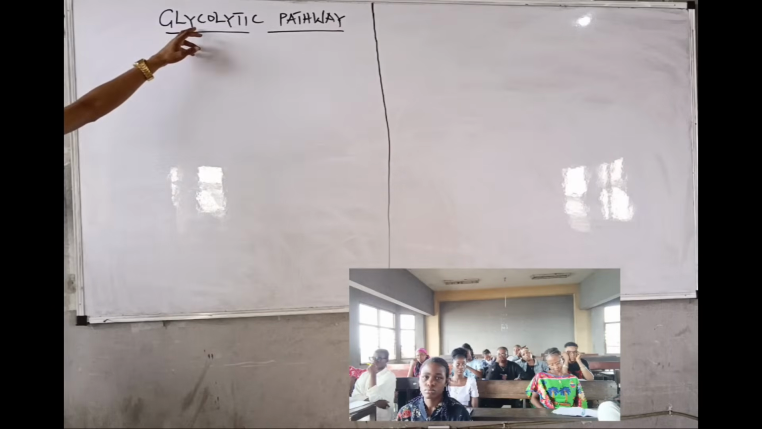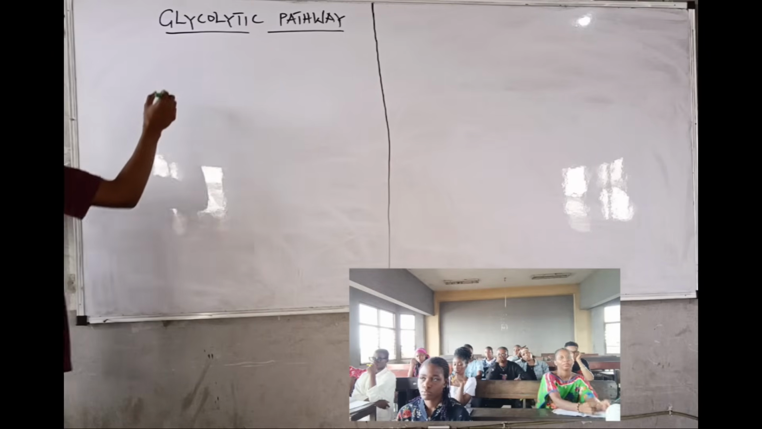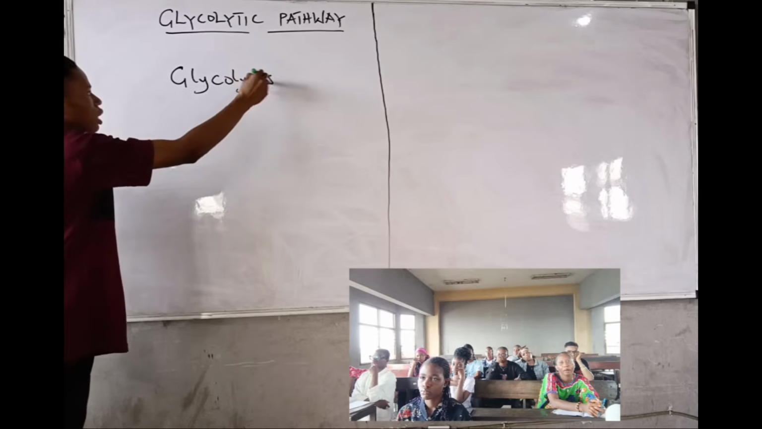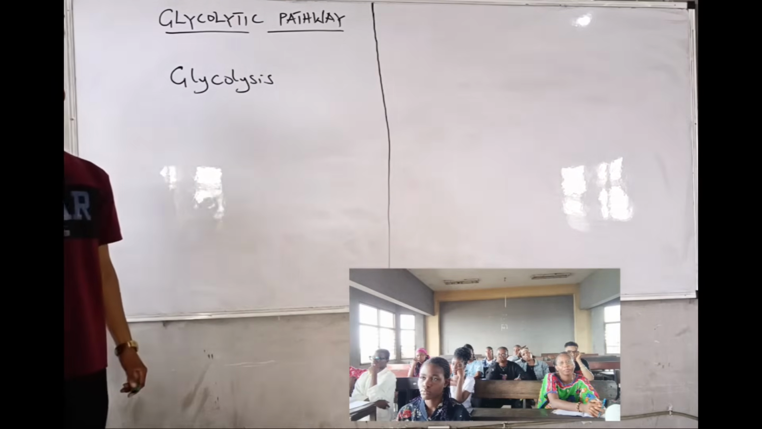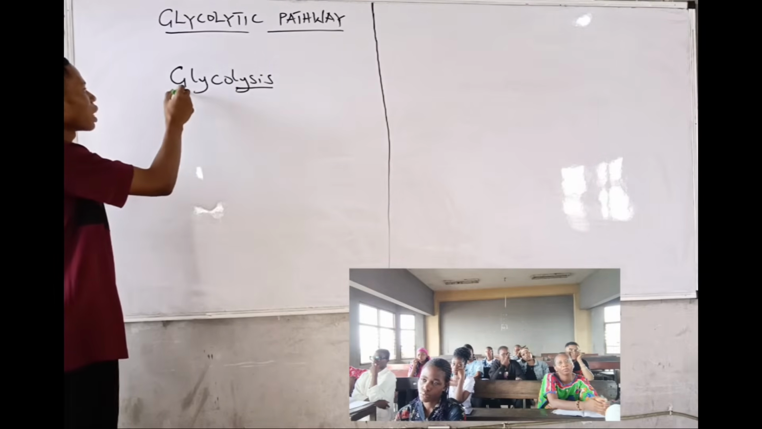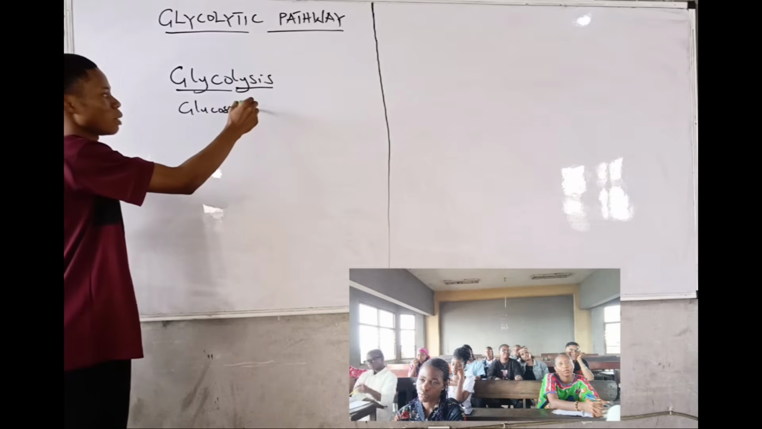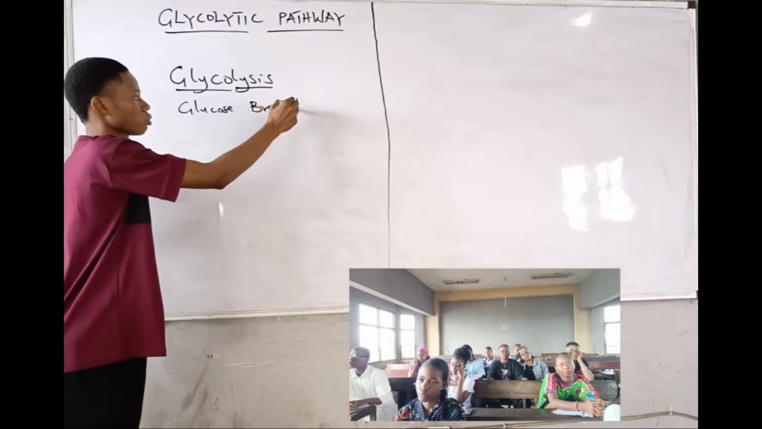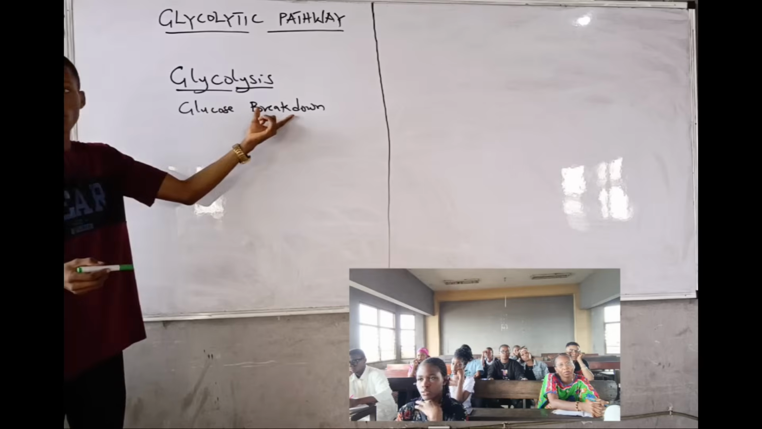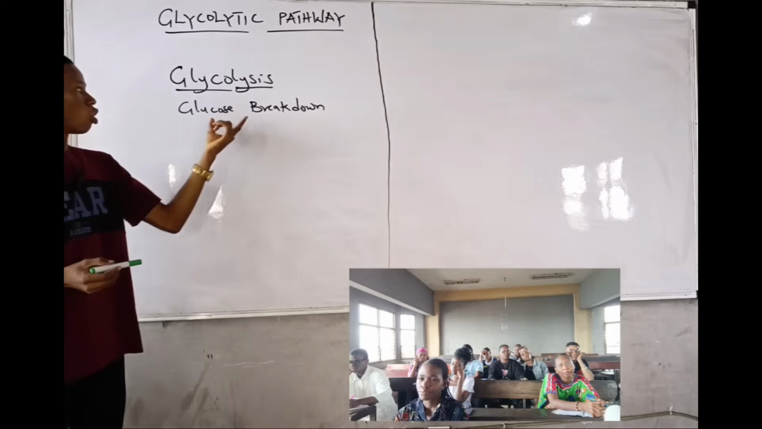We are going to look at the glycolytic pathway. Glycolysis. And you agree with me that lysis means what? Breakdown, right? Now, glyco here stands for glucose, and the lysis here means breakdown. Which simply means that glycolysis is what? The breakdown of what? Of glucose. So glycolysis is the breakdown of glucose.